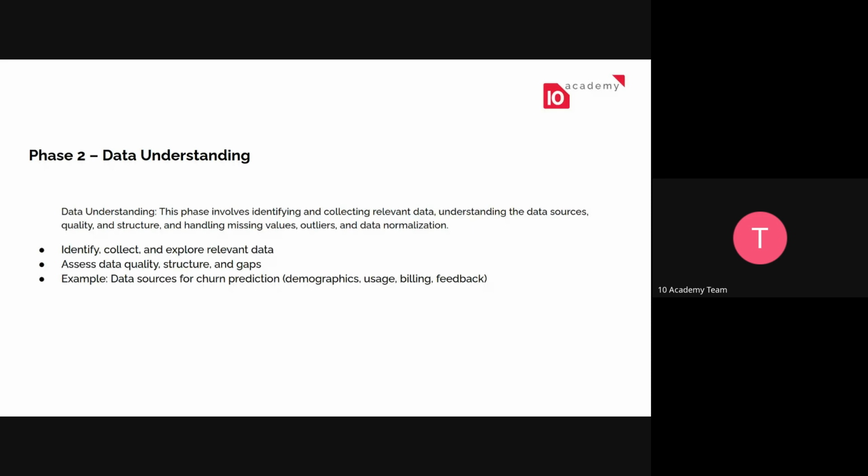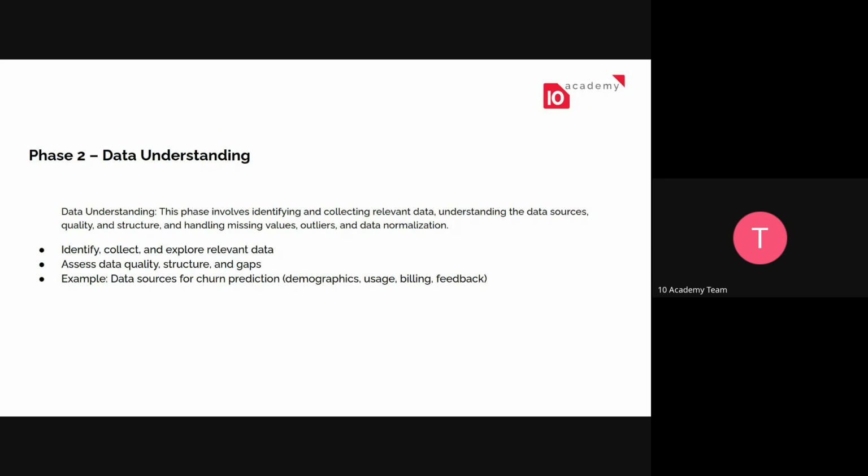This phase involves identifying and collecting relevant data, understanding the data source, quality and structure, handling missing values, outliers, and data normalization. While you're provided with data, the data quality is not always at the maximum, so you need to make some improvements and enhancements to make it cleaner and more reliable. On the data understanding part, you can see how good and how relevant the data are, and then make some measurements.